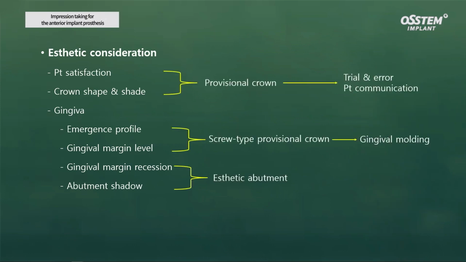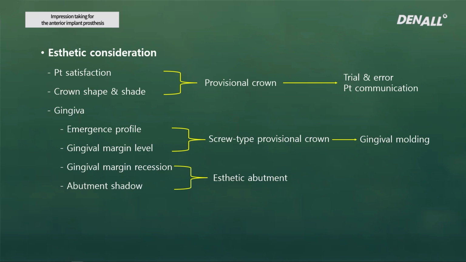So to realize these goals, tools could be used. First, you need to communicate about the prosthesis with the patient and give feedback to the technicians. The temporary needs to be fully tried in. And the 3D emergence profile and gingiva margin level, depending on the running room of the prosthesis, there could be changes. And that is called gingiva molding.